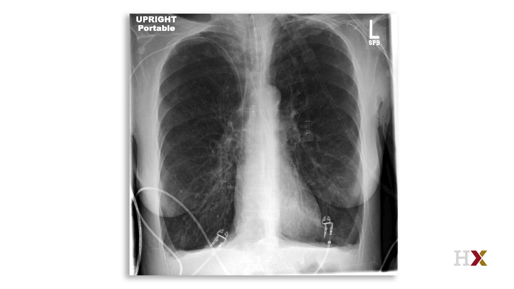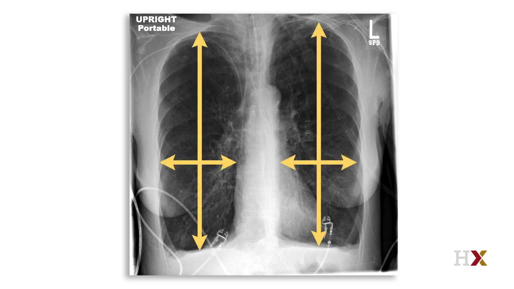This patient has bad COPD. Her lungs are very expanded, her diaphragms are flattened, and you can even see that her mediastinum is relatively small and compressed due to all of that trapped air, all of the air pressure within her intrathoracic cavity.